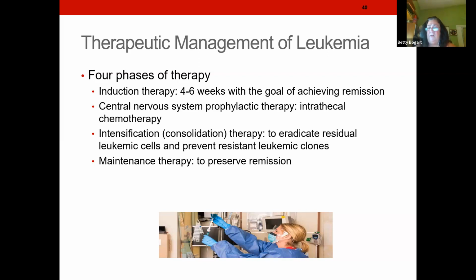It's a goal of remission. Kids are sick during this time. Kids need to be protected. We're wiping out their entire immune system with this.